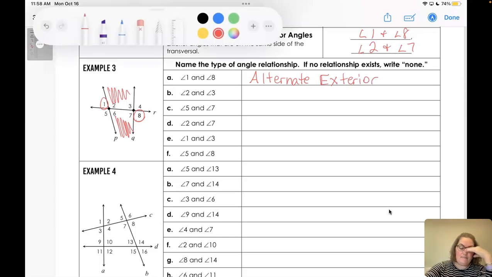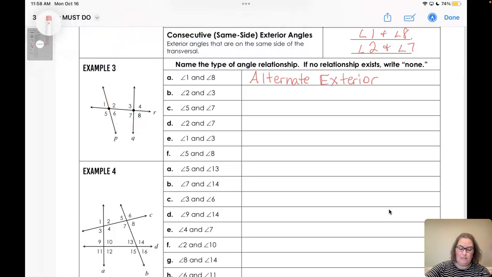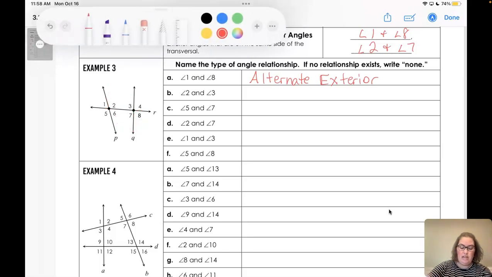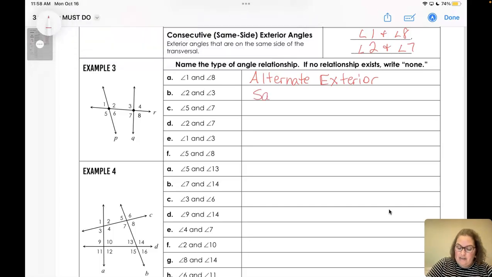So then 2 and 3, you see where 2 and 3 are. They are on the interior. They're on the same side. So that we're going to call these same side interior angles, and I'm just going to put INT for my abbreviation.